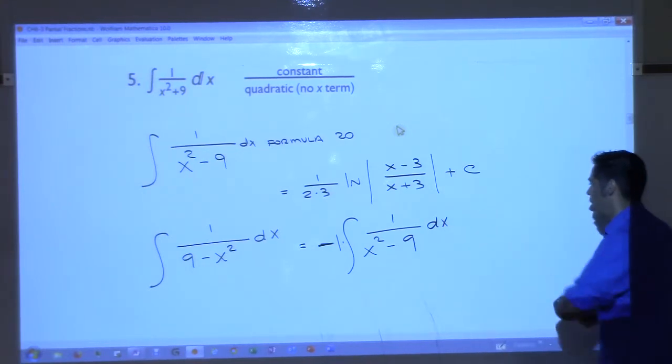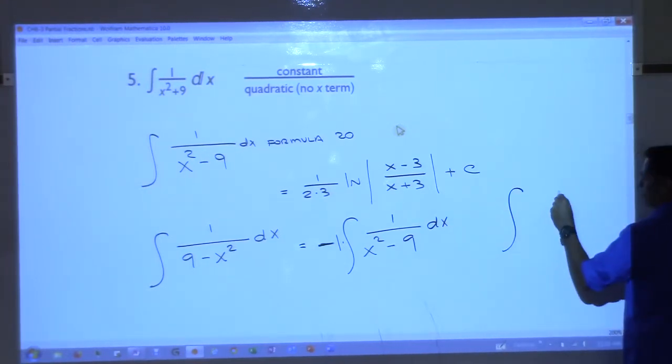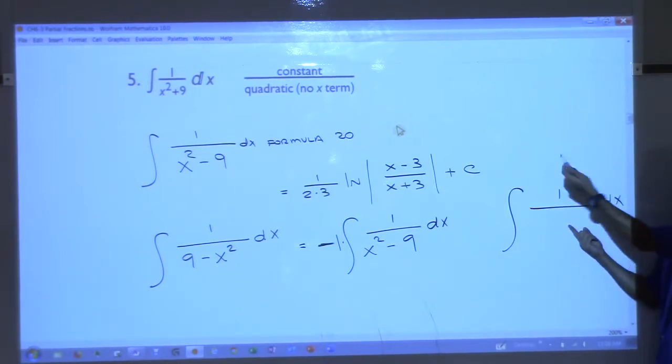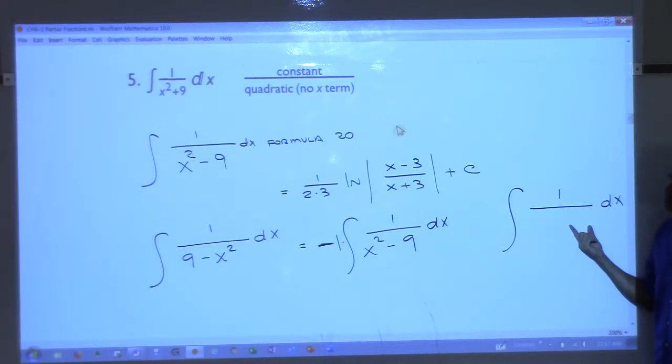Can anyone think of a constant over a quadratic that's missing an x term that you couldn't do with those? Square root of x plus 9? It's not a quadratic. I'm saying a constant over a quadratic missing the x term. What if it had a constant with the x squared?